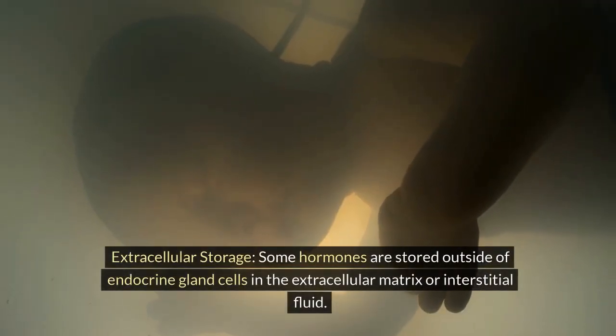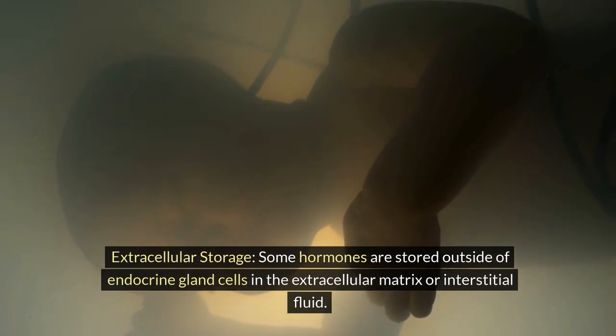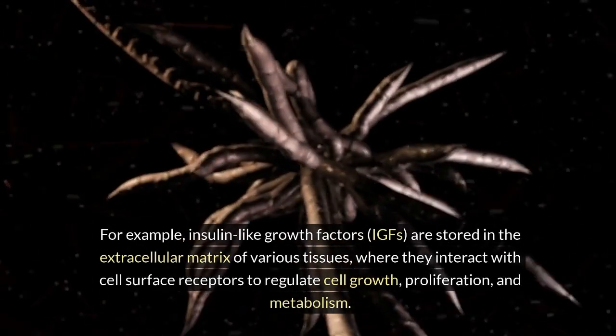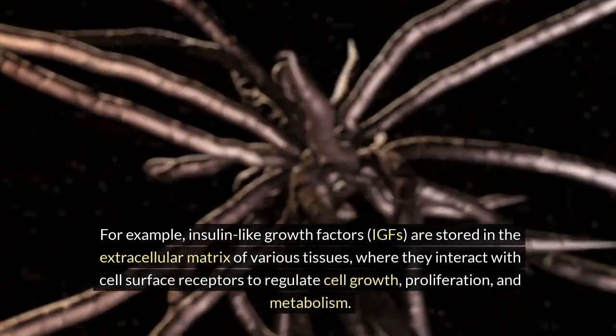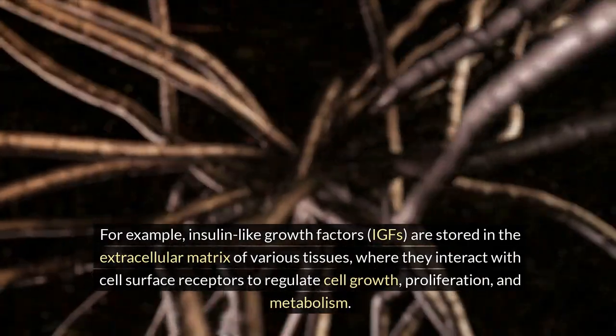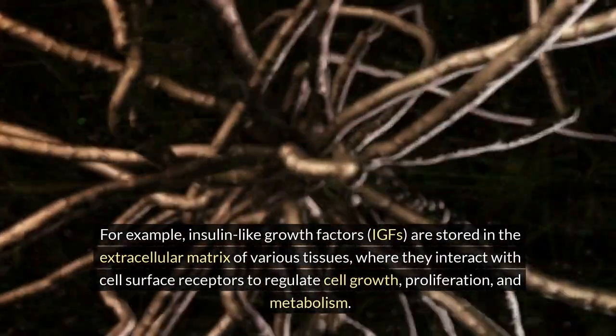Extracellular storage. Some hormones are stored outside of endocrine gland cells in the extracellular matrix or interstitial fluid. For example, insulin-like growth factors, IGFs, are stored in the extracellular matrix of various tissues, where they interact with cell surface receptors to regulate cell growth, proliferation, and metabolism.